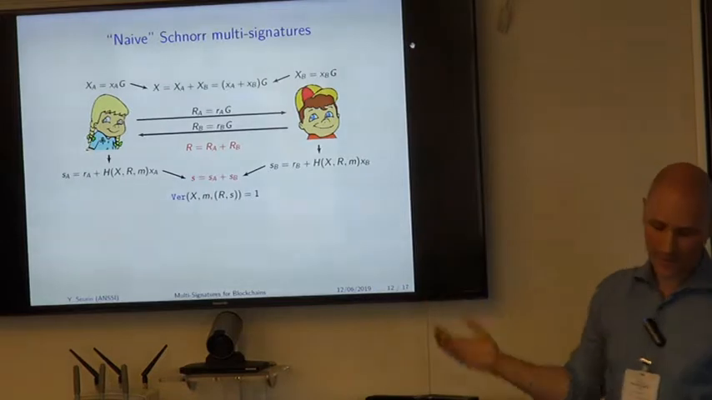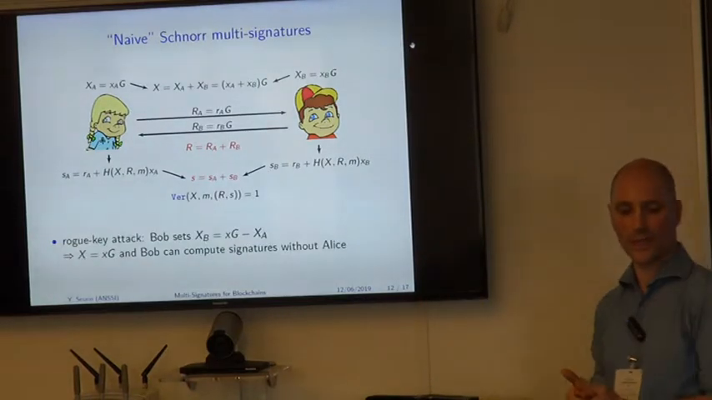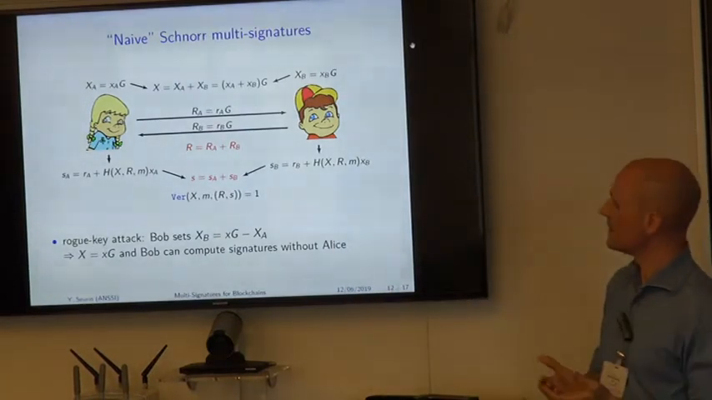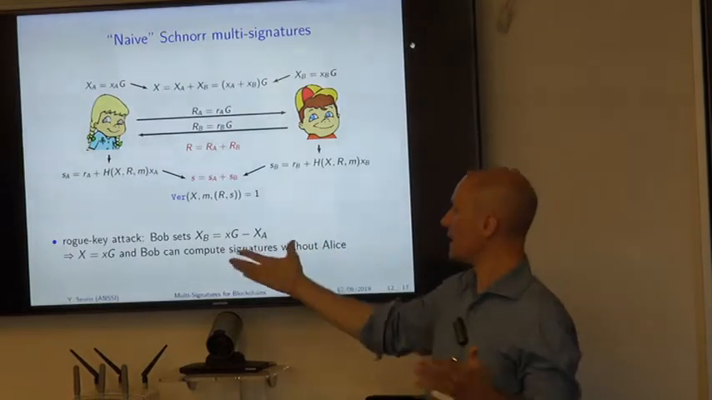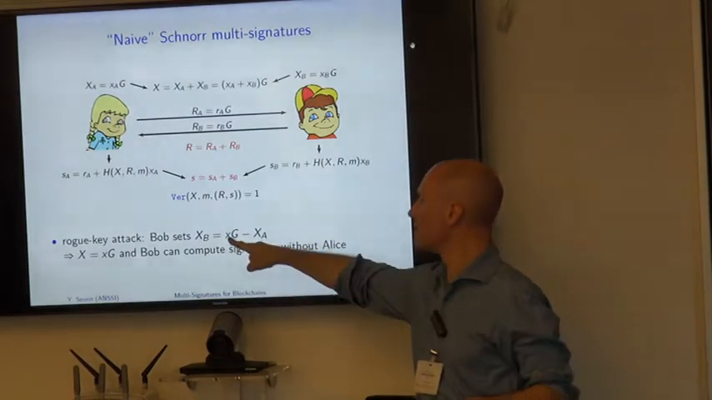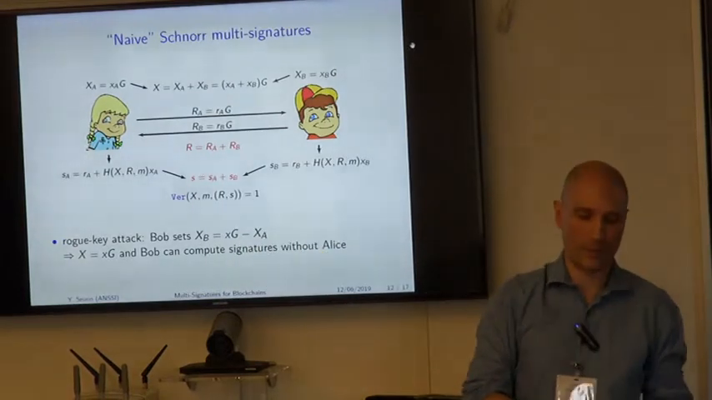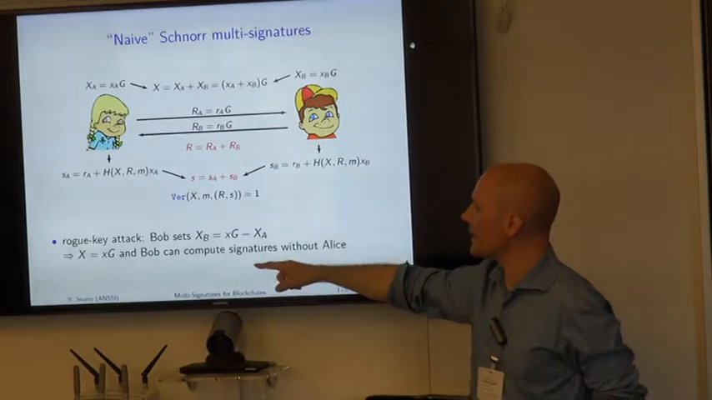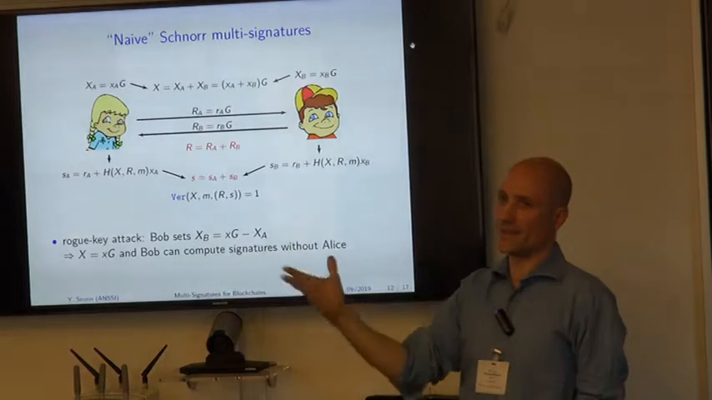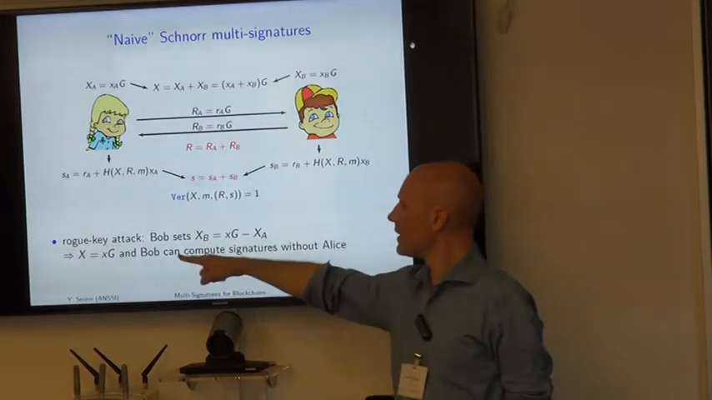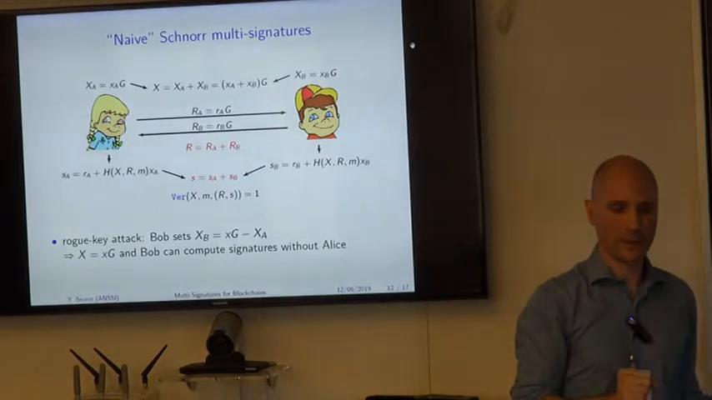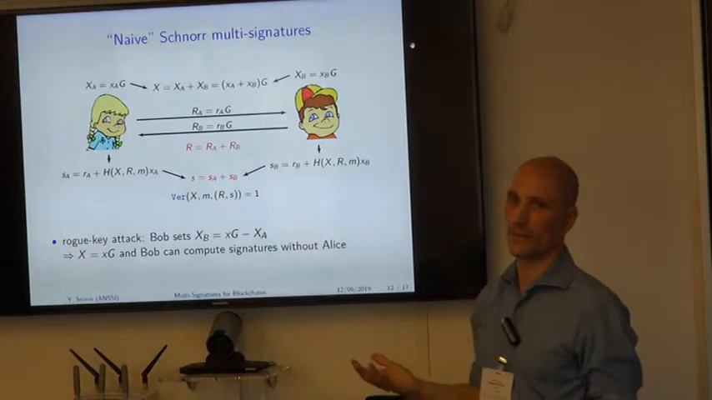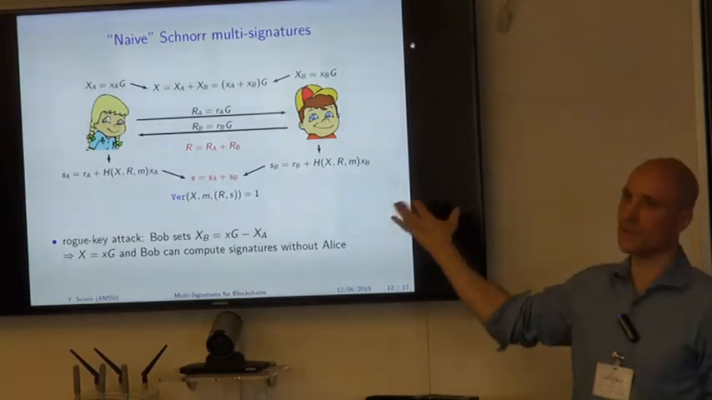So this seems nice, but unfortunately, you have rogue key attacks against this scheme. If Alice announces her public key first, then Bob can set his own public key in a weird way, which would be x times G minus the public key of Alice. This way, it's easy to see that the aggregate public key will be exactly x times G, which means that it's a standard Schnorr signature, except that Bob knows the secret key for this public key. Which means that now Bob can compute a signature on his own without Alice. And that's exactly the difficulty that I mentioned before.